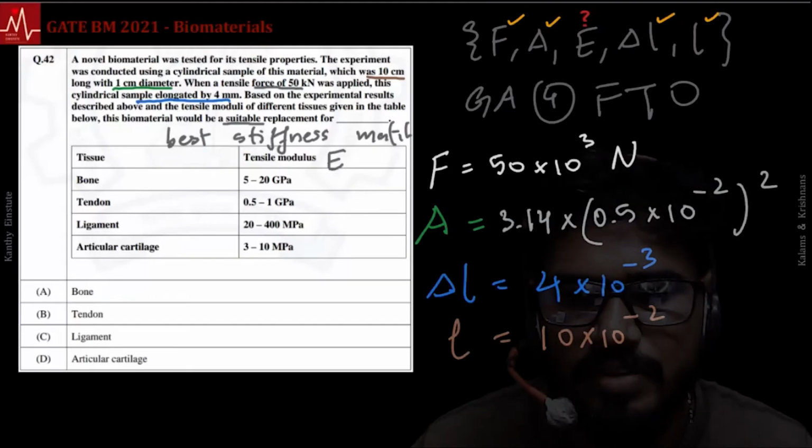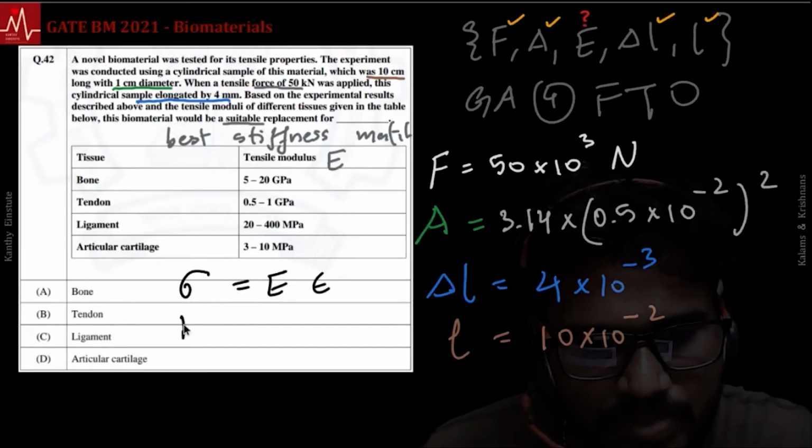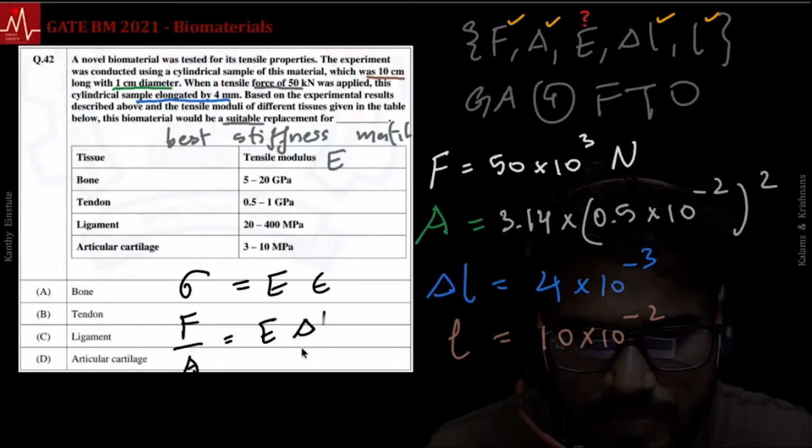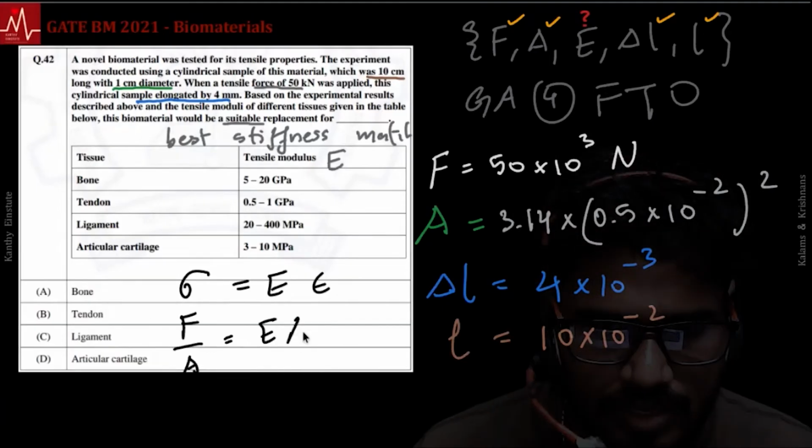If you forget the formula, sigma equals E epsilon. Sigma by definition is F by A, and epsilon is del L by L. Take del L and L to that side and you get E. Just calculate it: E equals F by A divided by del L by L.